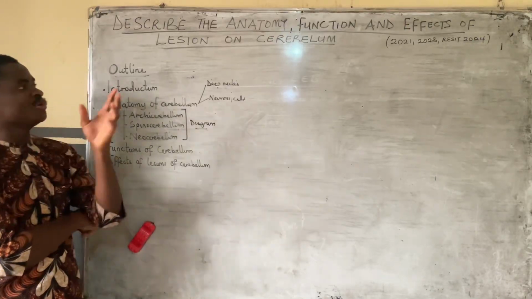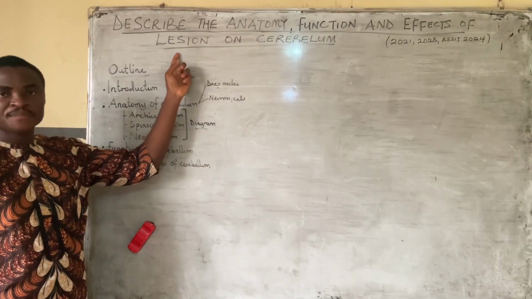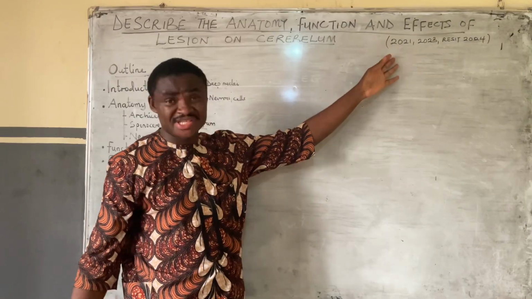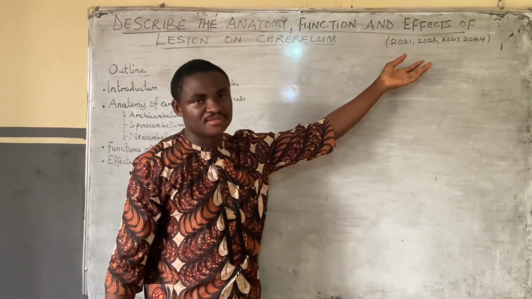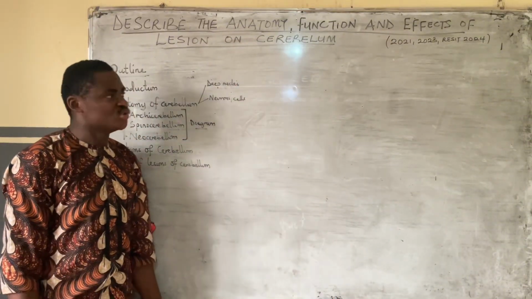All right, so we are going to be answering this question. Describe the anatomy, the function, and effects of lesion on the cerebellum. And it has been asked. You can see how repeated in recent times, although there were even times in the past where it was asked in 2021 MB1, 2023 MB1, and even in receipts of 2024.